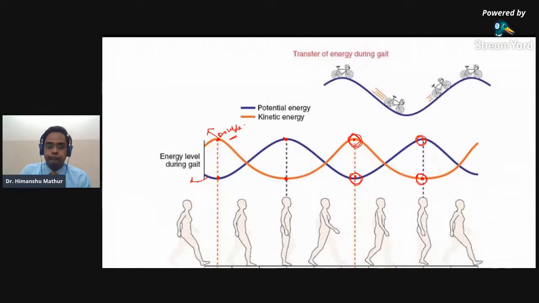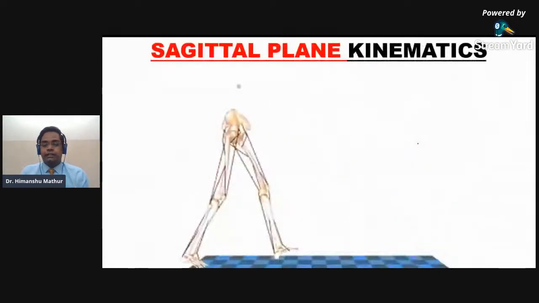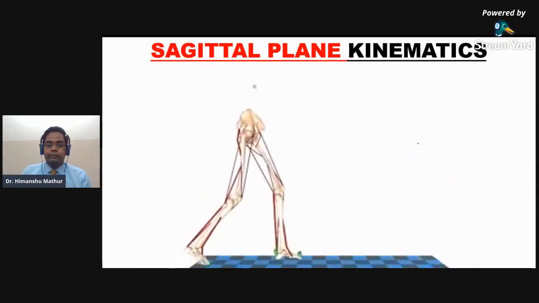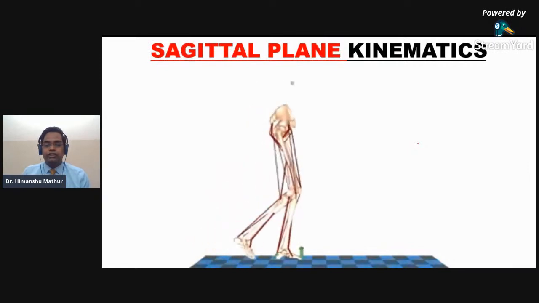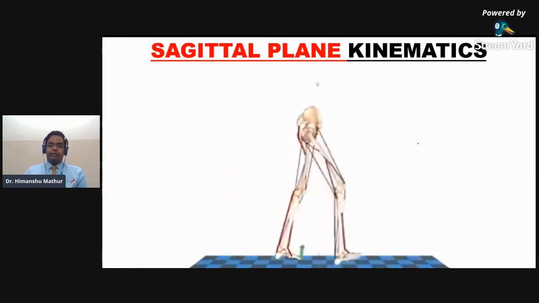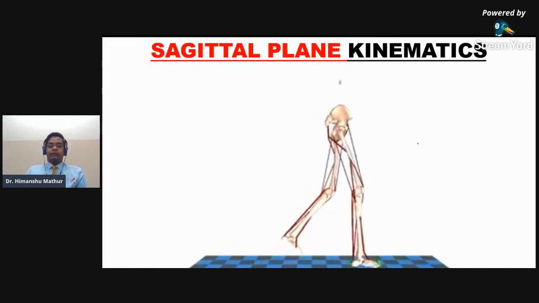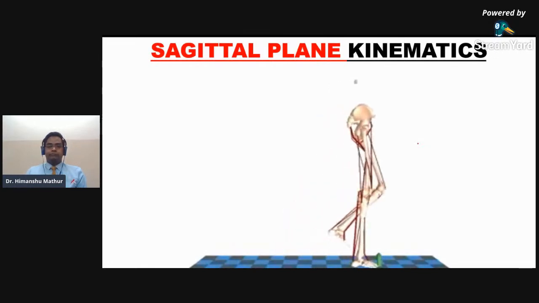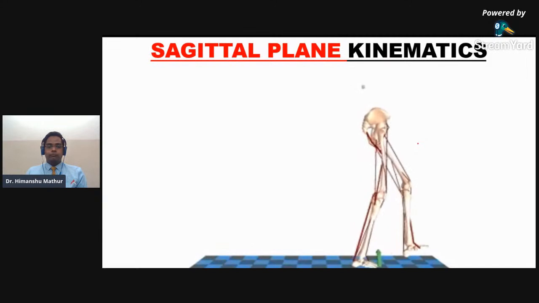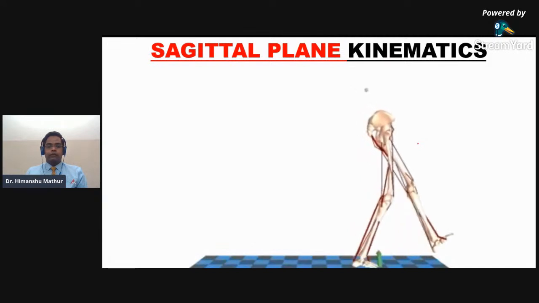Okay. Coming on to this sagittal plane kinematics, I want you people to see this video, but we'll be coming back to it again. Just see this video. I'll not be explaining it right now. I'll be explaining it when I'll be telling you things about it. Perfect. Now the completion of gait cycle is there. This is the late swing where it has ended. Okay. This is the sagittal plane view.